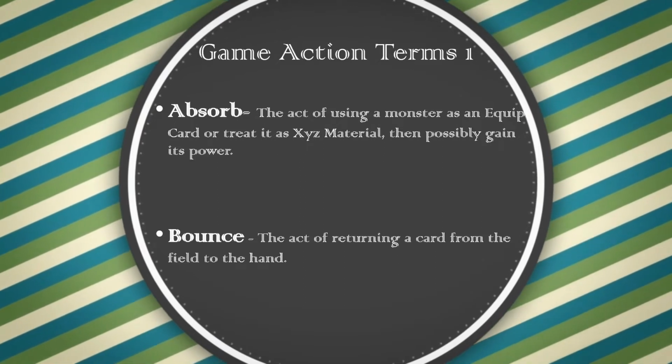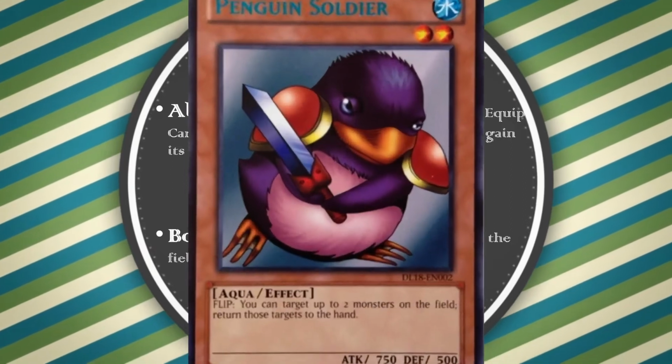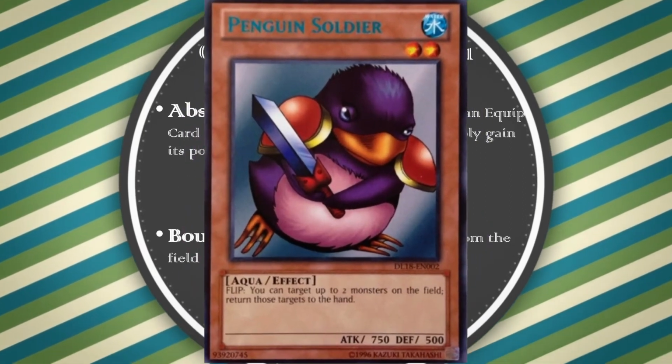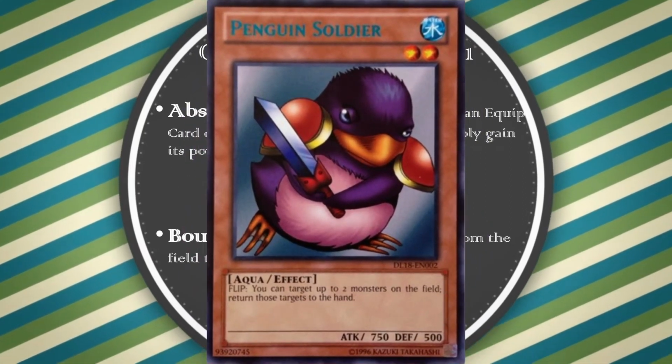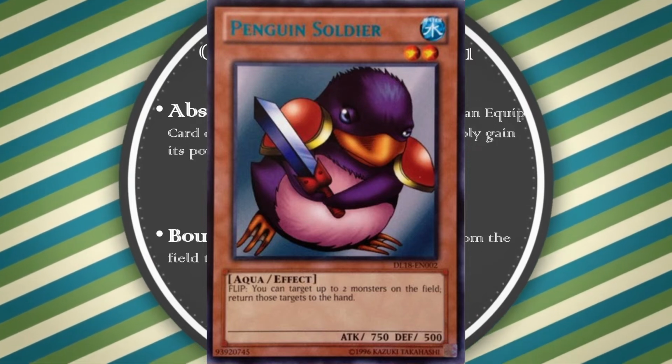Bounce. The act of returning a card from the field to the hand. An example of a card that can bounce a card back to the hand would be Penguin Soldier, which states, "Flip: You can target up to 2 monsters on the field, return those targets to the hand." Cards with the ability to bounce are useful against cards that are unable to be destroyed.